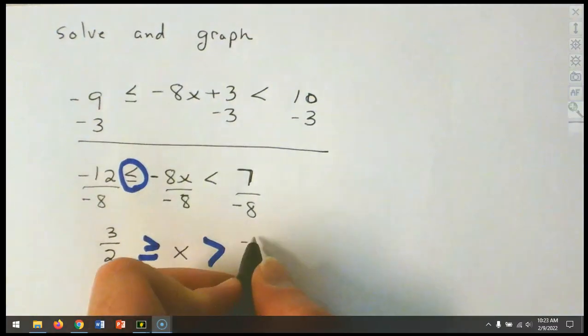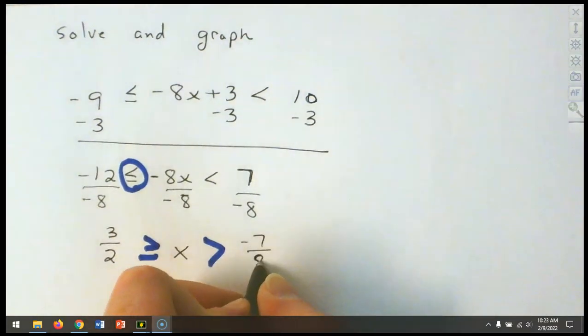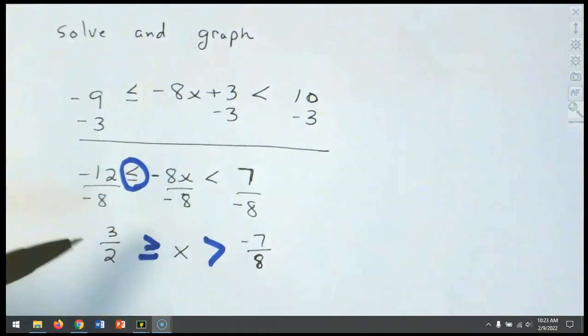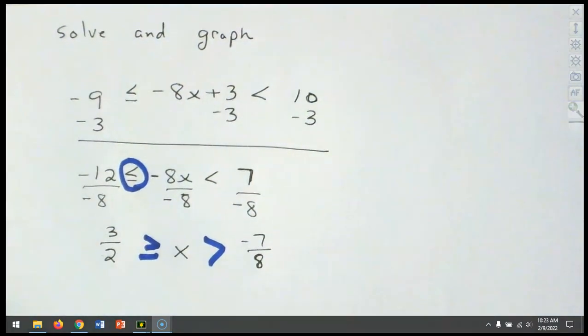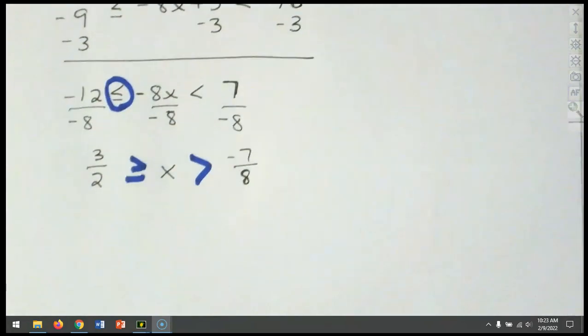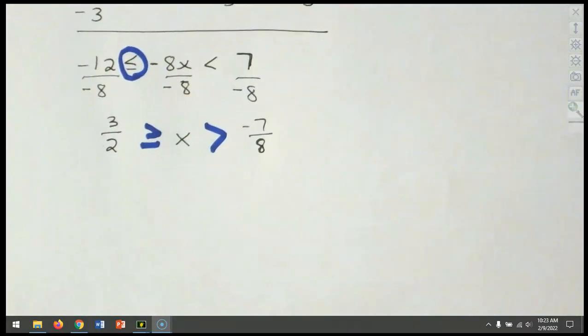I'll just bring the negative up to the top. Okay. But you could have also written 1.5 here. I prefer a fraction. And that's generally what you want as a fraction, not a decimal, unless it already has decimals in it. Now, when we go to graph this, we have to be very, very careful.